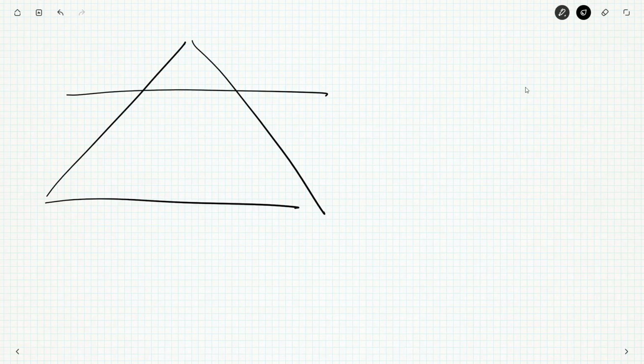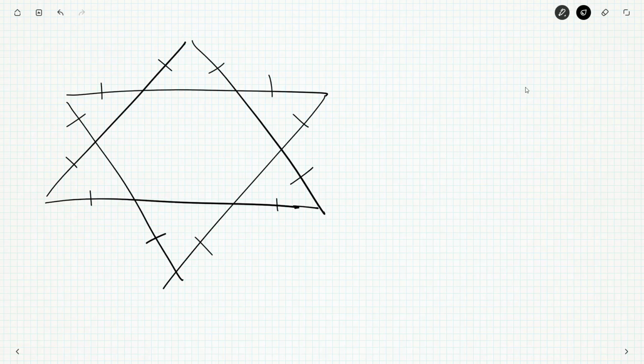Doesn't have to be super exact. I know this doesn't look equilateral, but we can pretend, can't we? Alright, so dash, dash, dash, and so on for all the equal lengths. Now, the big triangle is equilateral, so I get 60 degrees in every corner.